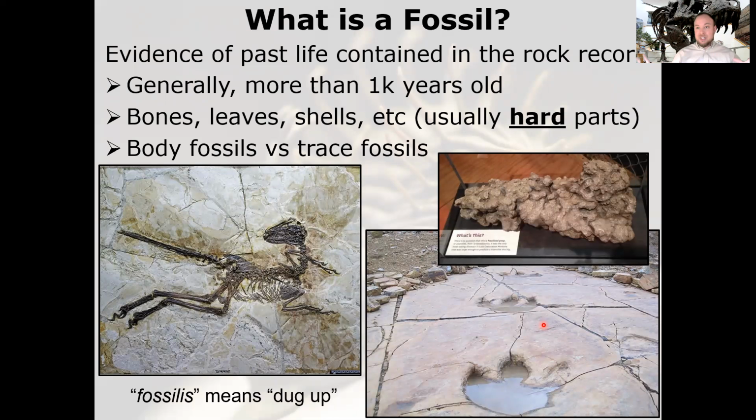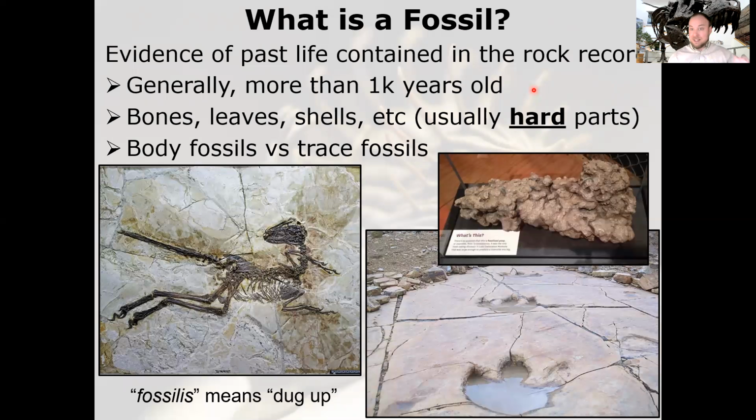Okay, so what is a fossil? So all of today is about the fossil record. So a fossil is any kind of evidence of the past that's contained in the rock record. It doesn't have to be what we think of as a fossil, like the bones. I'll talk about that in just a second. But generally, fossils are more than 1,000 years old. Things like bones, leaves, shells, etc. And it's usually the hard parts that are fossilized.